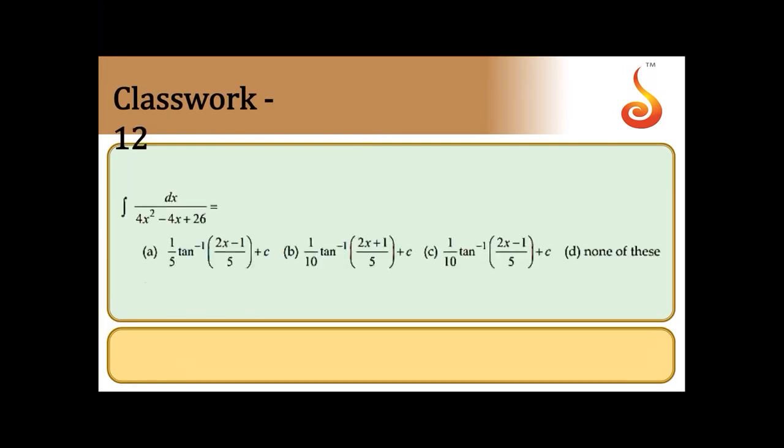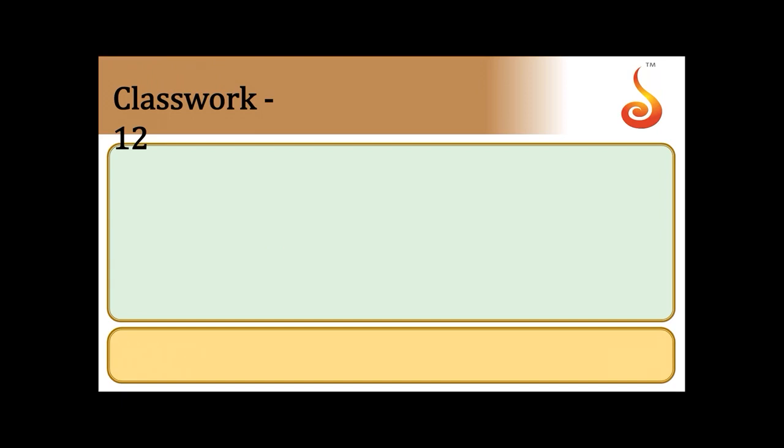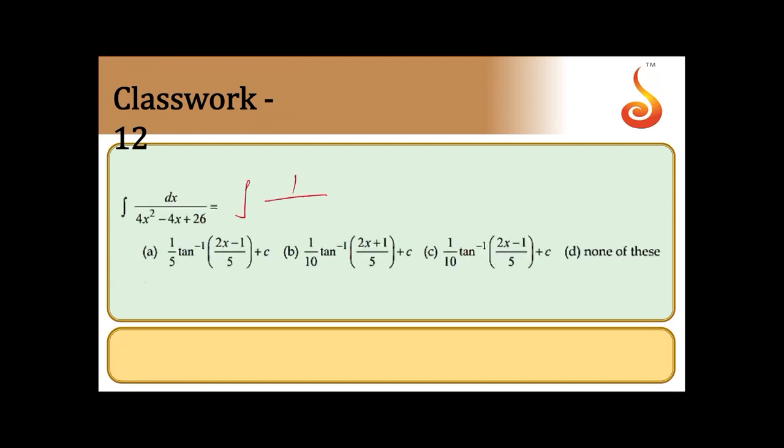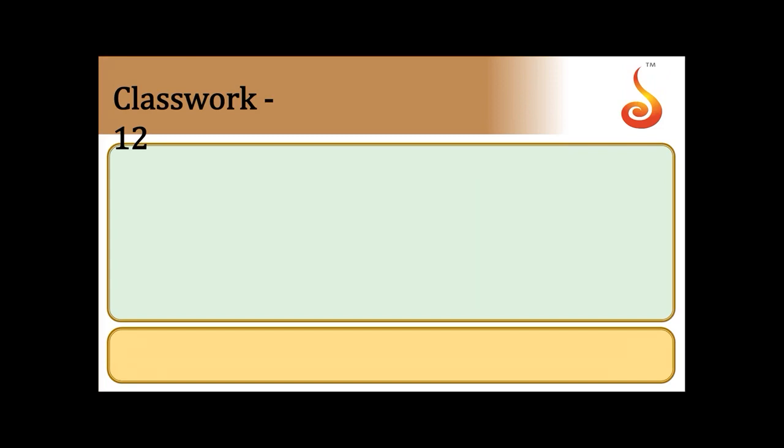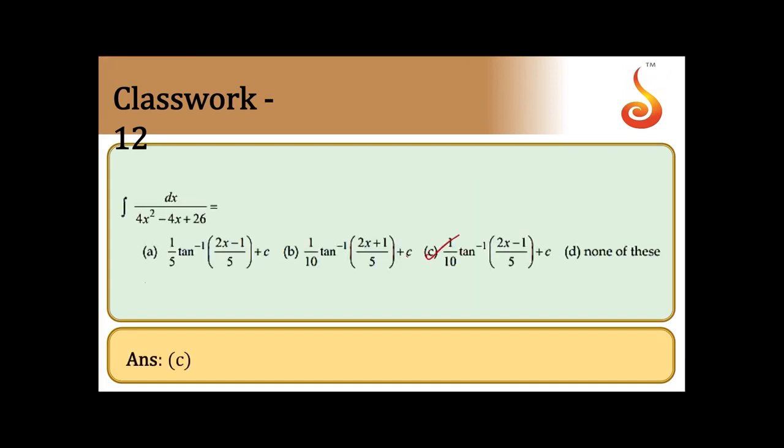Coming to the next one. Integral 1 by 4x square minus 4x plus 26. Yes, of course, you can make it a perfect square form. 1 divided by 25 square, that is nothing but 5 square plus 2x minus 1 taken whole square dx. It is integral 1 by a square plus x square, so 1 by a tan inverse x by a: 2x minus 1 by 5 divided by x coefficient 2, into 2 plus constant. So 1 by 10 times either this answer or this answer, but 2x minus 1 is possible only with the C, so the answer is option C.